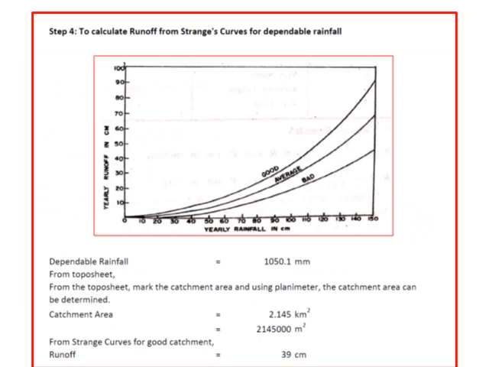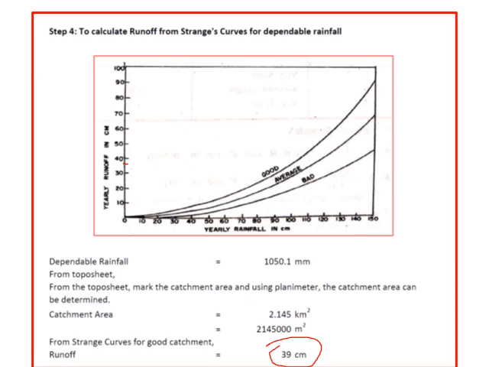So now for 1050 millimeters, that is 105 centimeters, taking the average catchment or a good catchment. You can take a good catchment also. Taking a good catchment here, from 105 it comes to about 39. So therefore I've taken the runoff as 39 centimeters.